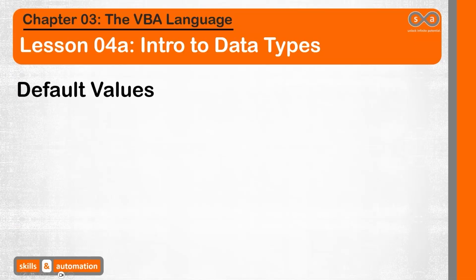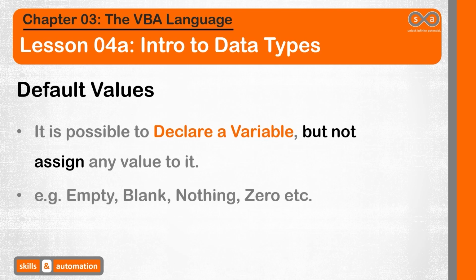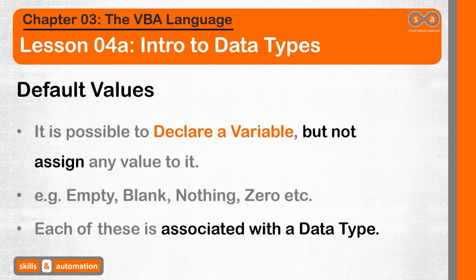Let's talk about default values. It is possible to declare a variable but not assign any value to it. And having no assigned value can be described in many ways in VBA. We can use the terms empty, blank, nothing, zero, null, etc. Each of these has a different meaning, and each of these is associated with a data type.